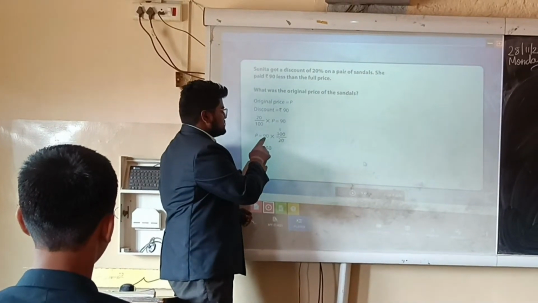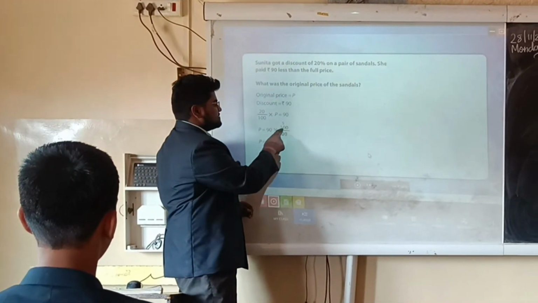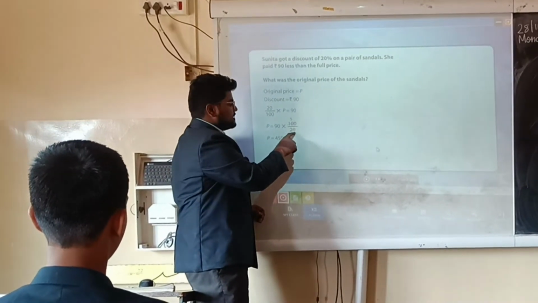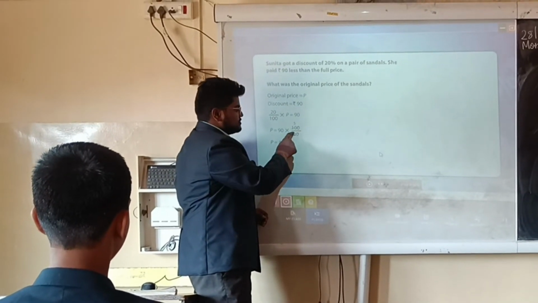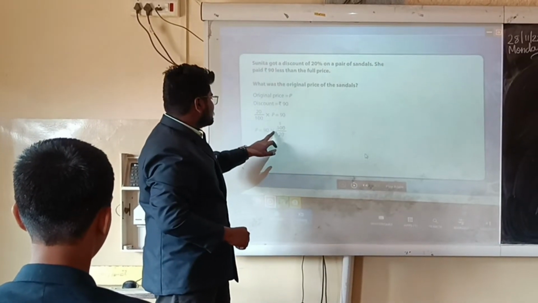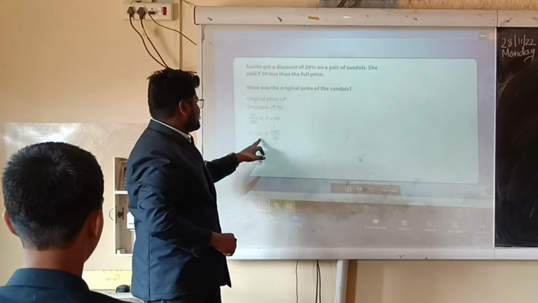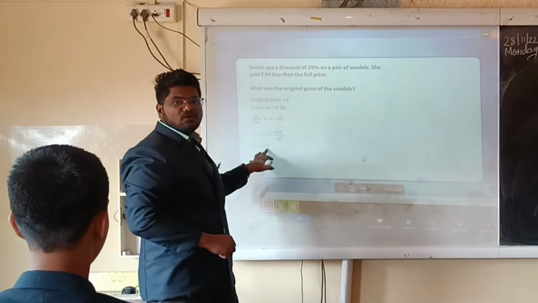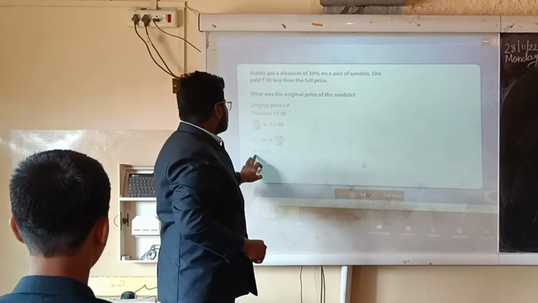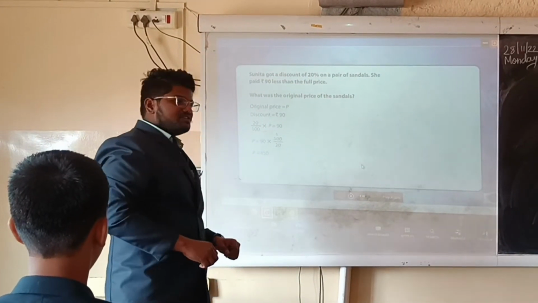As you can see, 90 multiplied by 100 has 3 zeros and 20 has 1 zero. So we can cut 1 zero from each, and 2 ones are 2, 2 fives are 10. So P is 90 multiplied by 5, and 90 multiplied by 5 is rupees 450. Therefore, the original price of the sandal is rupees 450.